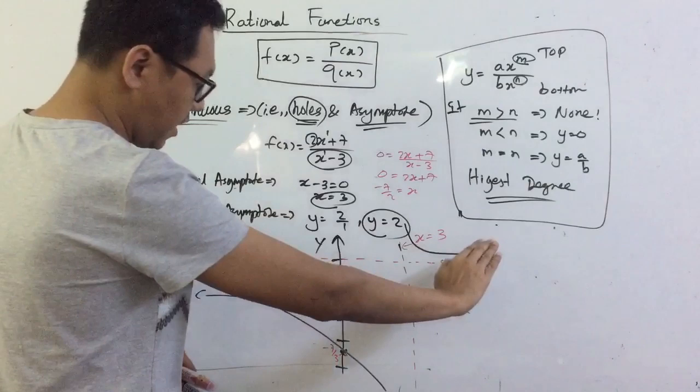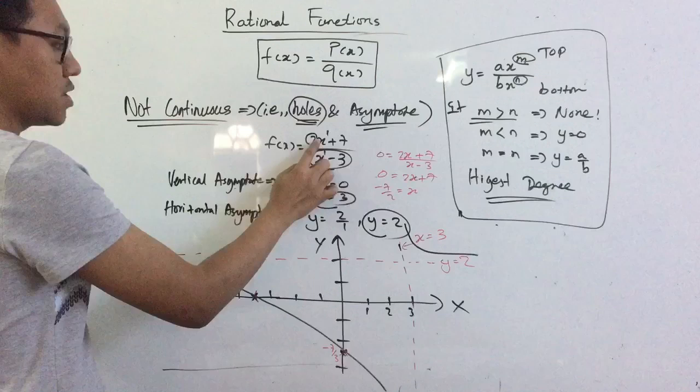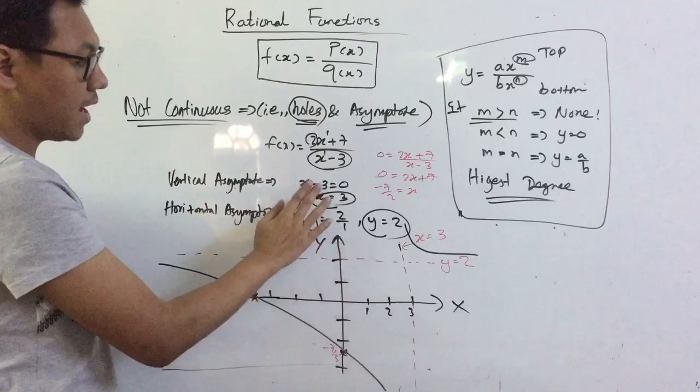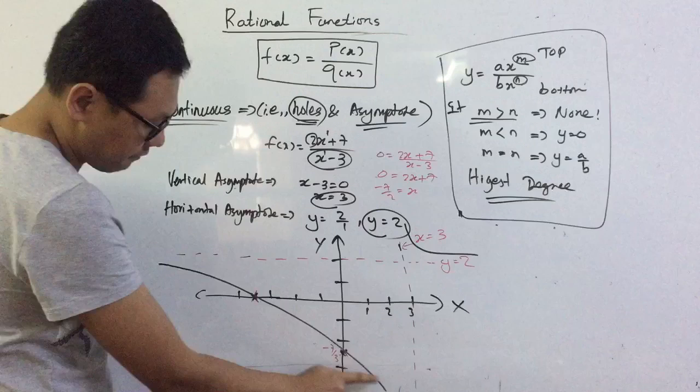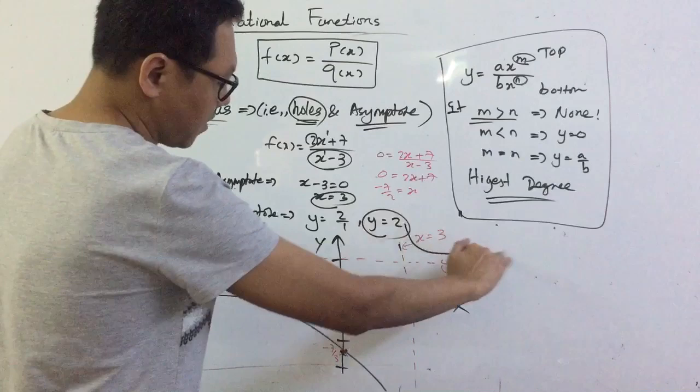To find the y-intercept, we have to substitute 0 for x, which is 0 over 0 minus 3, so you get negative 7 over 3, which is here. And to find the x-intercept, you have to substitute 0 for y, you solve it, you get negative 7 over 2, which is 3.5 here. And then you draw this curve. It won't pass through the asymptote line. And then they will be exactly the same shape here. They are in the opposite direction, okay?